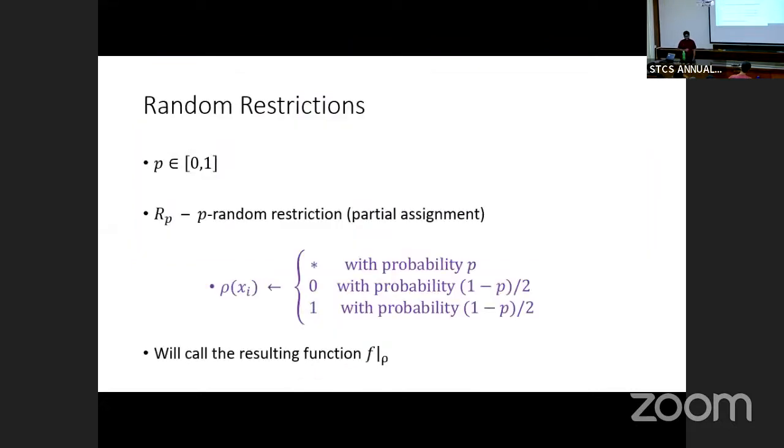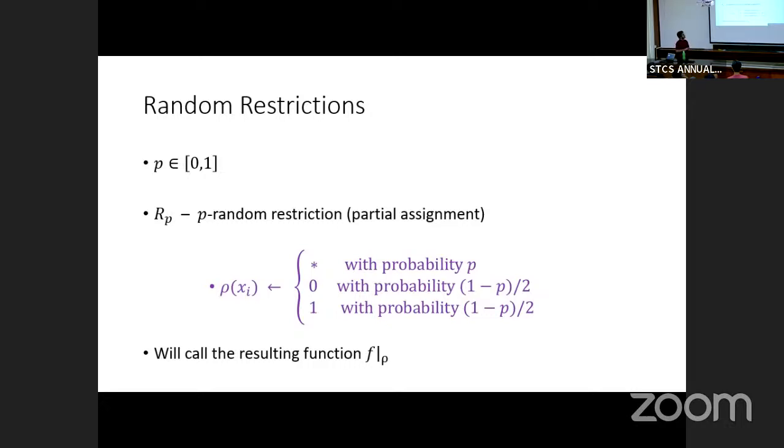Here's another character, which is random restrictions. So this is another way of ascertaining what happens to a Boolean function when you do something. And it tells us information about how simple or how complicated the Boolean function is. So how you apply a random restriction is like this.